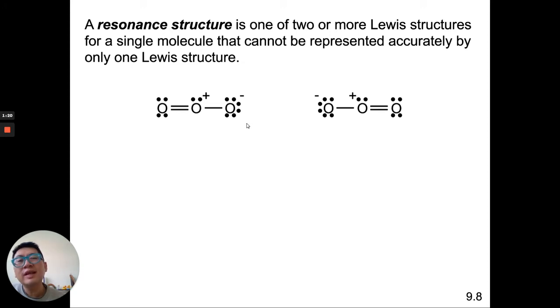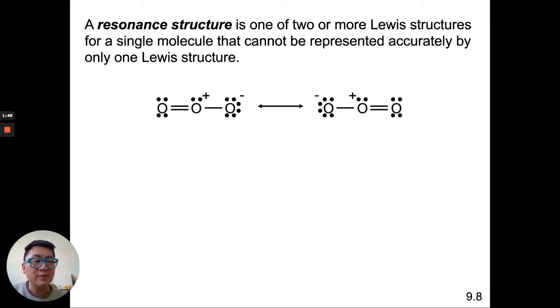There's a term for it: two or more Lewis structures for a molecule that cannot be represented accurately by only one structure. In other words, there's more than one way to draw the Lewis dot structure correctly. Most of the time, we're really just talking about rotating your single, double, maybe a triple bond, okay? That's primarily what the difference is. So these two are resonant structures of each other.